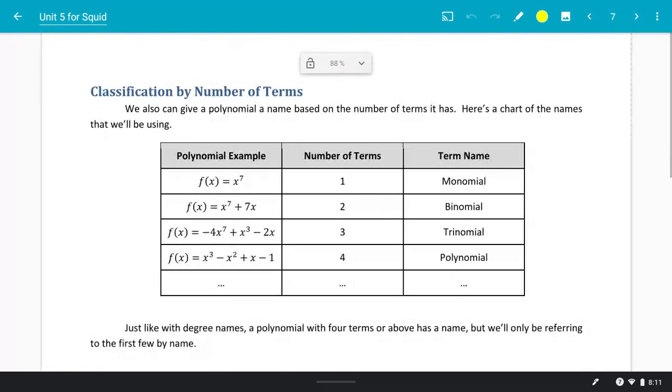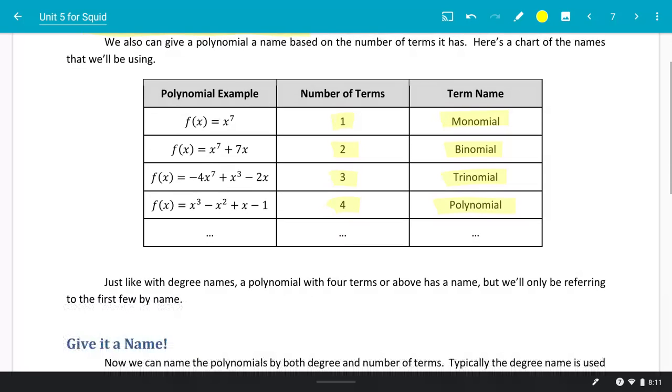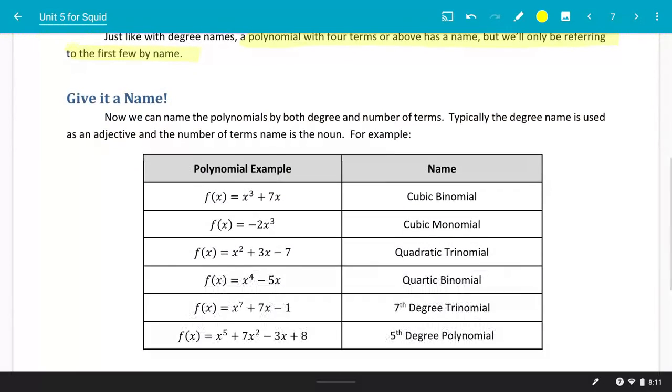Okay? So, now that we've classified it by its name, now let's classify it by its number of terms. If it has 1 term, it's a monomial. 2 terms, it's a binomial. 3 terms, it's a trinomial. Beyond that, it's just a polynomial. Just like the degrees, for polynomials with 4 terms and above we'll be referring to just the first few names. So, we can give it a name by both its degree and number of terms. Degree first, then number of terms.